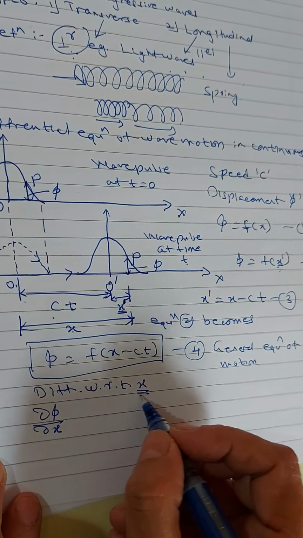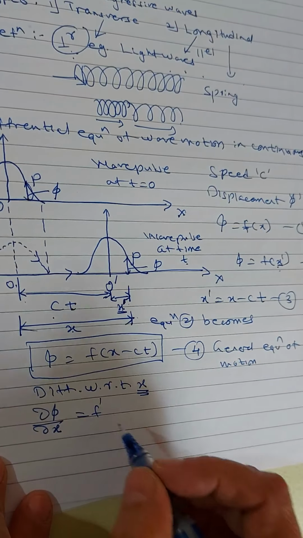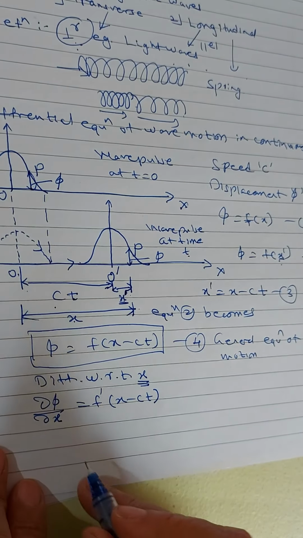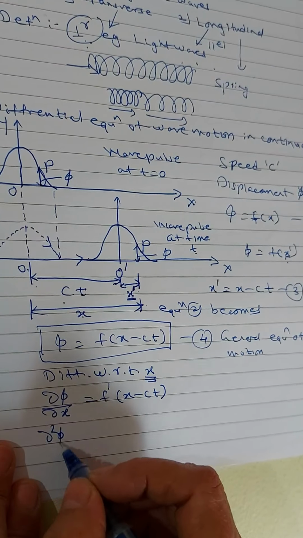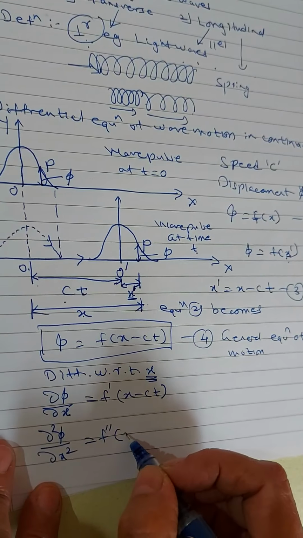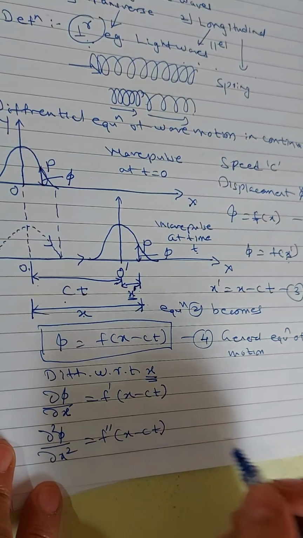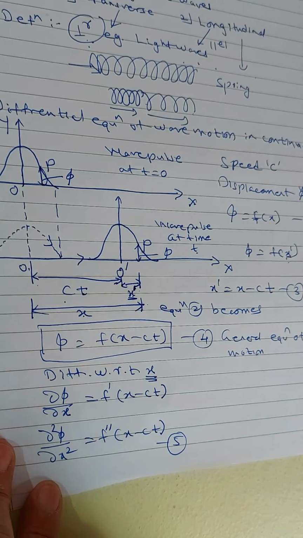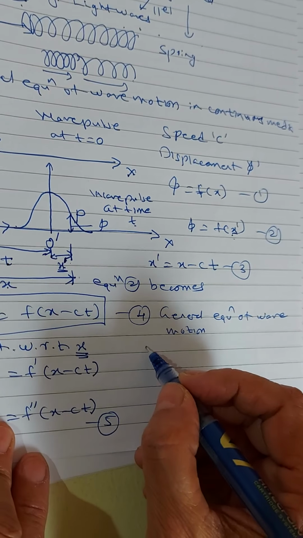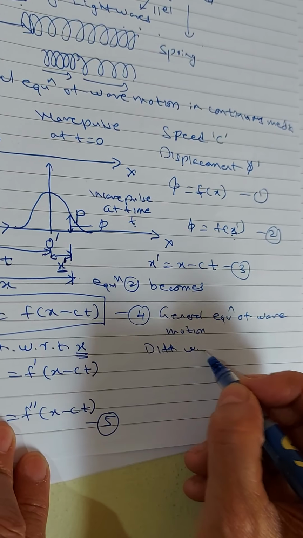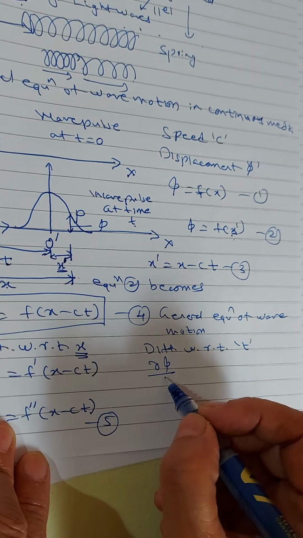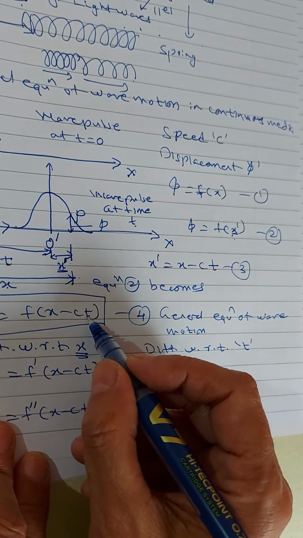Differentiating with respect to x, this will be f dash of x minus ct. Differentiate again: dabba square phi by dabba x square is equal to f double dash of x minus ct. I'll call this equation number 5. Now what will I do? Here I have t also. So now I'll differentiate with respect to t, dabba phi by dabba t.